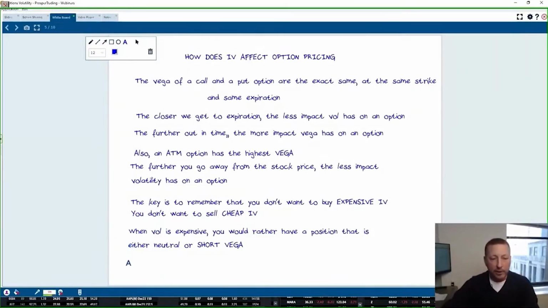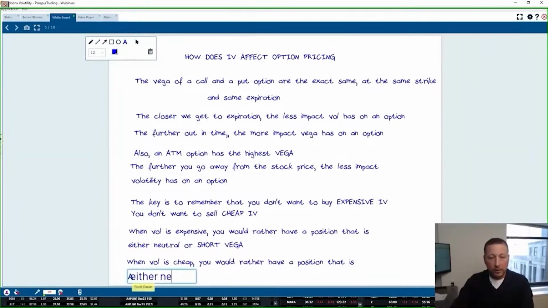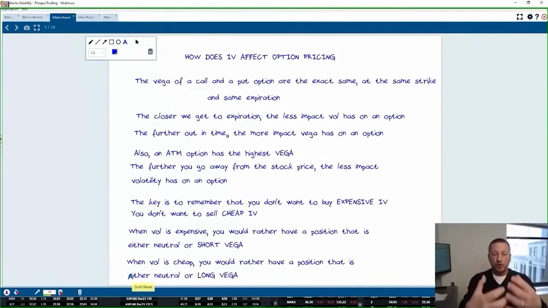And when vol is cheap, you would rather have a position that is either neutral or long vega. Long meaning you've bought options, you've bought volatility, because the likelihood is, if you're buying volatility when it's at the bottom of the range, the likelihood is it's going up. So that is kind of a beginner's introduction into implied volatility.